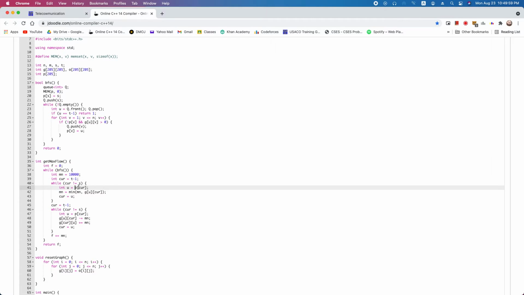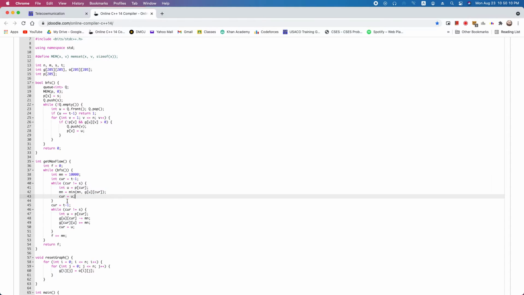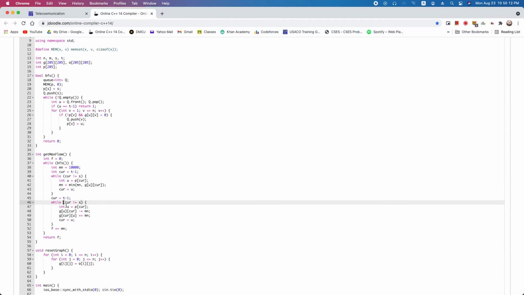So we'll also get the parent of this current node that we're looking at, and the edge will be from the parent of this current node to the current node. And we will check for the minimum capacity out of all of these paths. Then we'll use this while loop again to update all of the capacities.